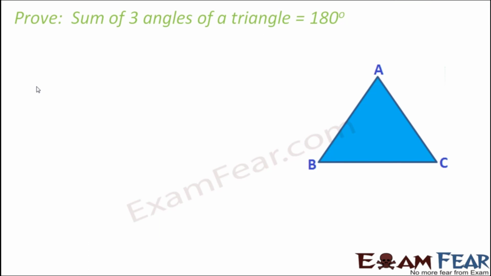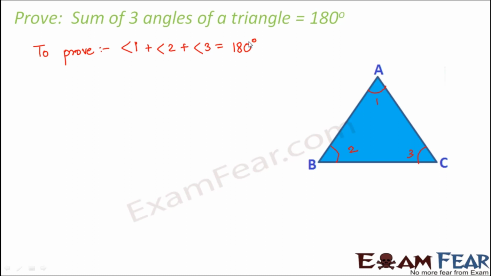So now let us try to prove this, that how can we say that the sum of three angles is always equal to 180 degrees. So let's assume that we have a triangle ABC. Now in order to prove this, what is our aim here? Our aim is to prove that, let's name these angles as angle 1, let's call this angle 2 and let's call this angle 3. So we have to prove that angle 1 plus angle 2 plus angle 3 is equal to 180 degree.